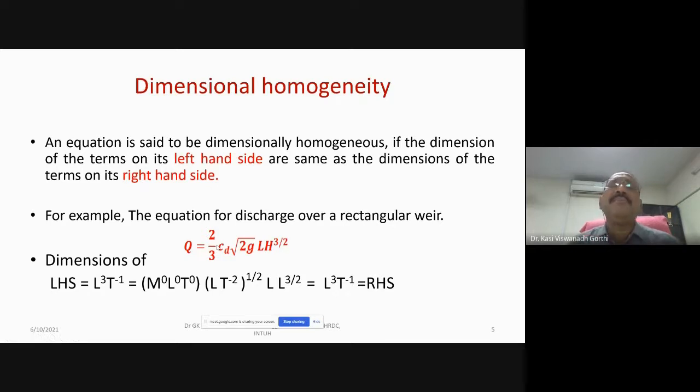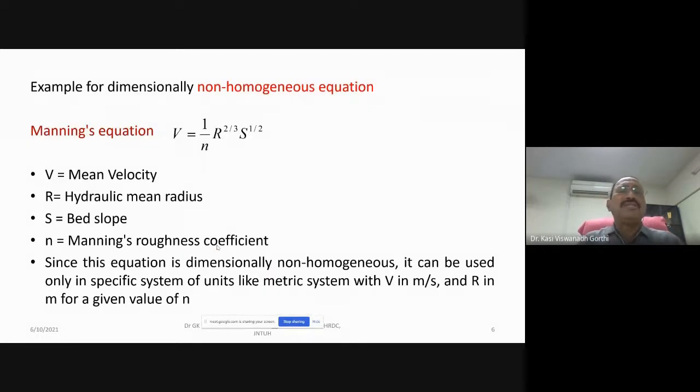You may have dimensionally non-homogeneous equations also. For example, if you take Manning's equation, V is equal to 1 by n, R power 2/3, S power half. In this equation, you may observe that V, the velocity, is Lt to the power minus 1. On the right hand side, slope is a gradient, so there is no dimension for it. R, hydraulic radius, is L, so you have L to the power 2 by 3 here. On this side, you have Lt to the power minus 1. So this is a dimensionally non-homogeneous equation, because left hand side and right hand side are not equal.